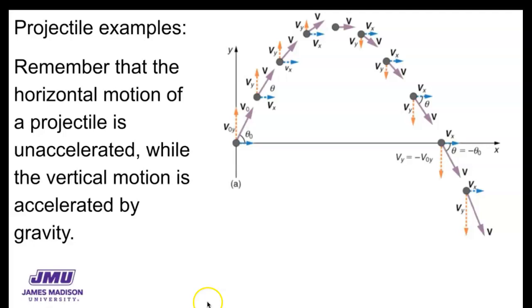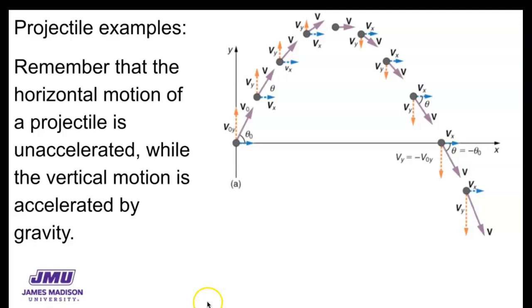Secondly, the acceleration in the y direction is known. It is negative 9.8 meters per second squared anywhere on Earth. And thirdly, the acceleration in the x direction is 0. This is true for any projectile, and it is only true for projectiles.